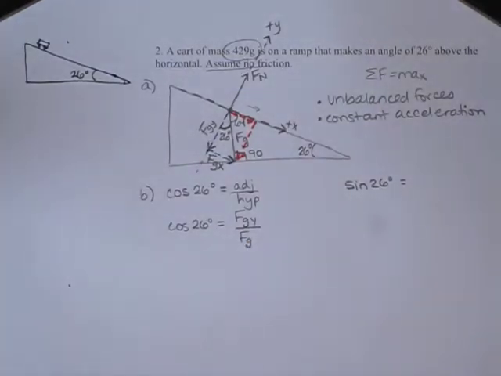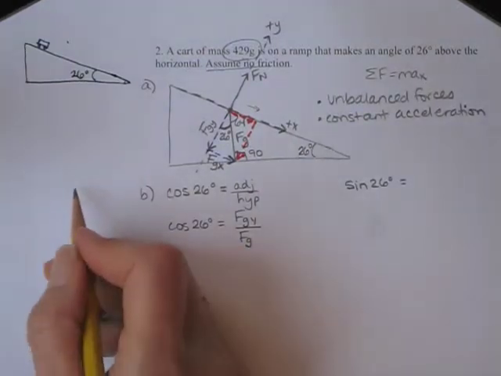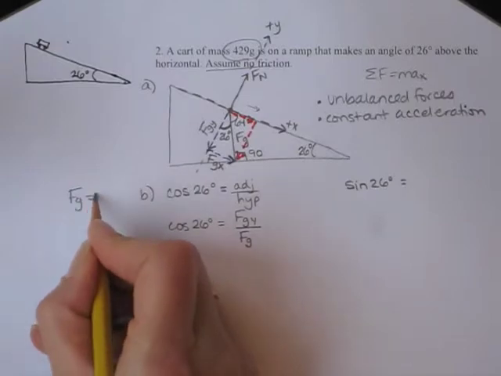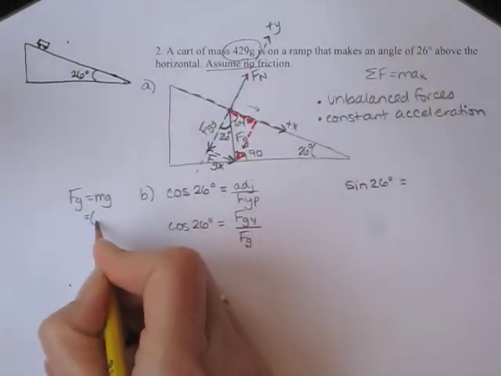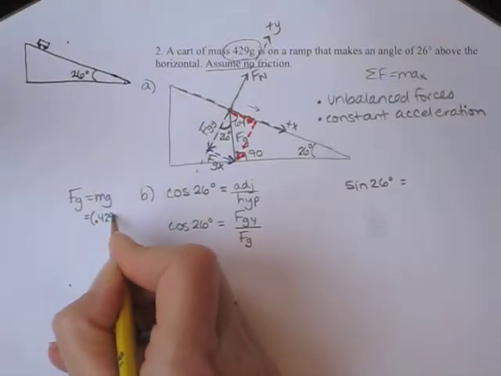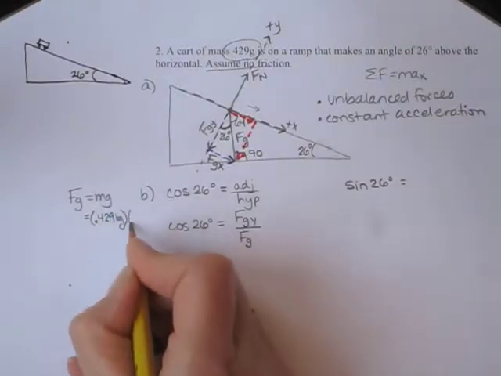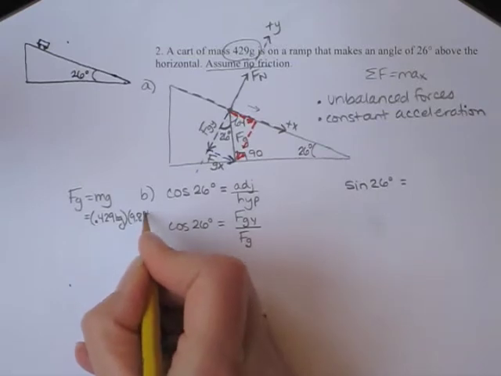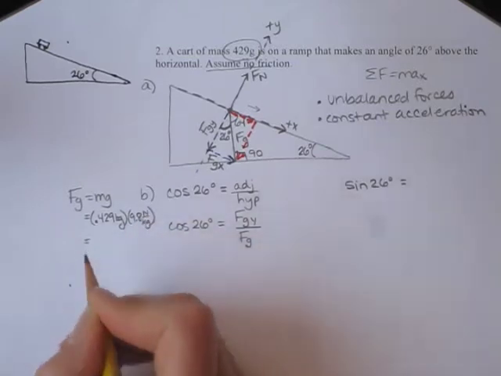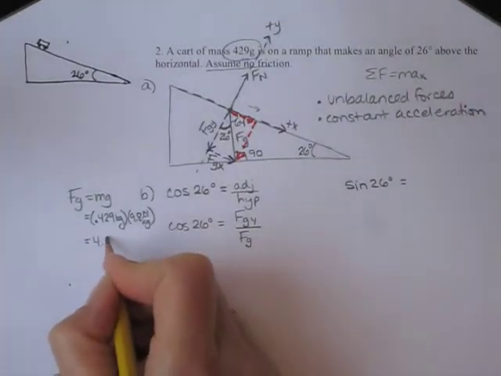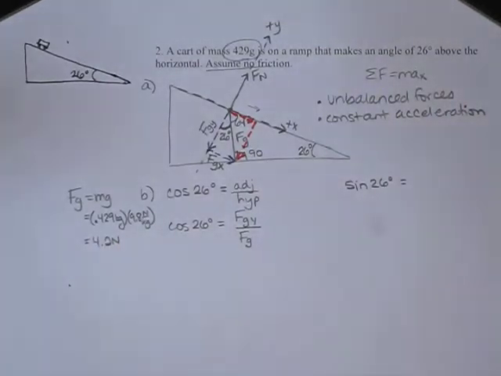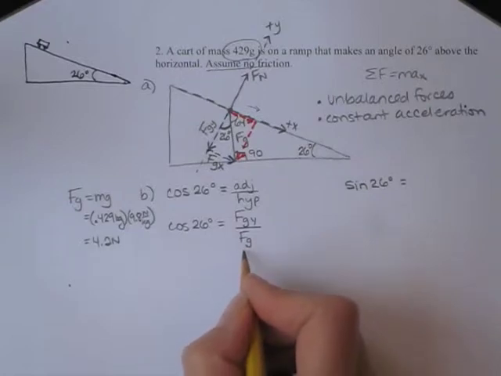Oh, now this is interesting. I do not know the force of gravity yet, so it looks like I need to calculate that. So let's just go over here and find the force of gravity. The mass is, make sure you put it in kilograms, 0.429 kilograms times 9.8 newtons per kilogram. So calculating that, we get 4.2 newtons. So now I can continue over here.